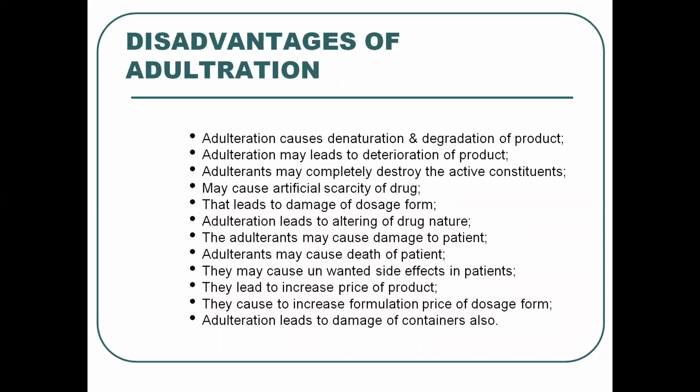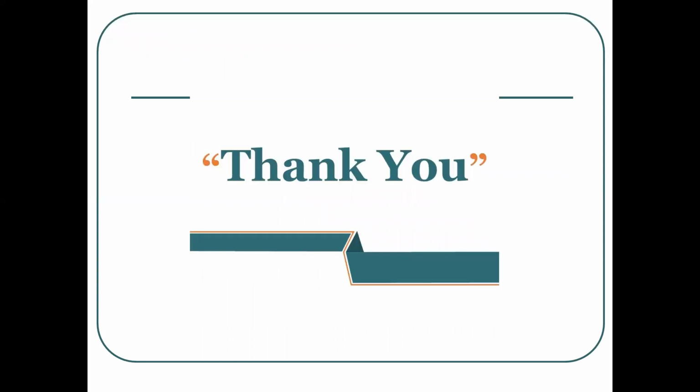Adulteration can also lead to the altering of the drug nature. It may cause damage to the patient also. It can cause the death of the patient. It may cause unwanted side effects in the patient. It leads to an increase in the price of the product, increasing the formulation price of the dosage form. It can also lead to the damage of the containers also. So this is all about adulteration, kinds of adulteration, types of adulteration, and stages of adulteration. Thank you so much.